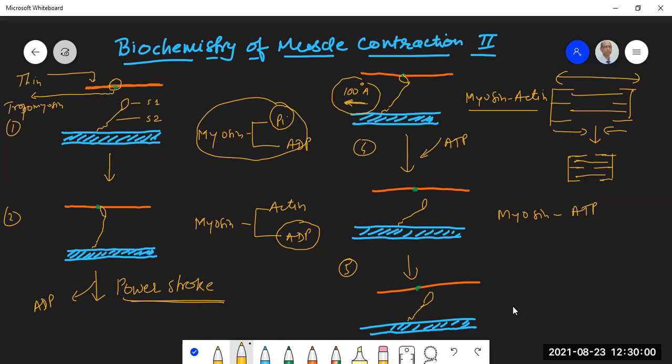And in step 5, this attached ATP will be hydrolyzed. So we'll have myosin, ADP, Pi. It will be hydrolyzed, but the energy which is released will not be liberated. It will be freed only when the work is done, that means only when the muscle gets contracted. So it is tightly coupled to work done. And this is a beautiful innovative mechanism in the biological system to avoid wastage of energy.